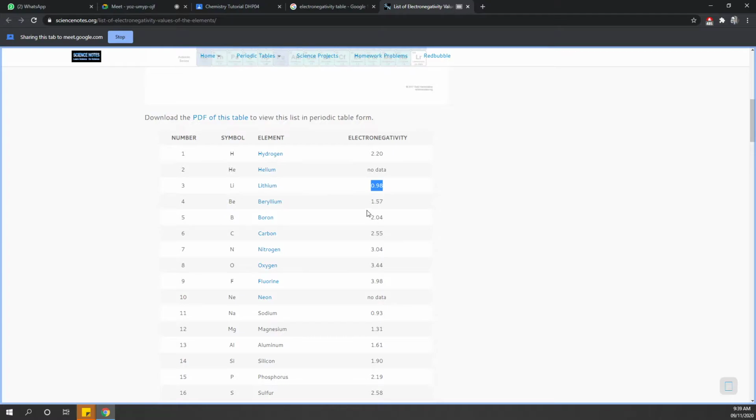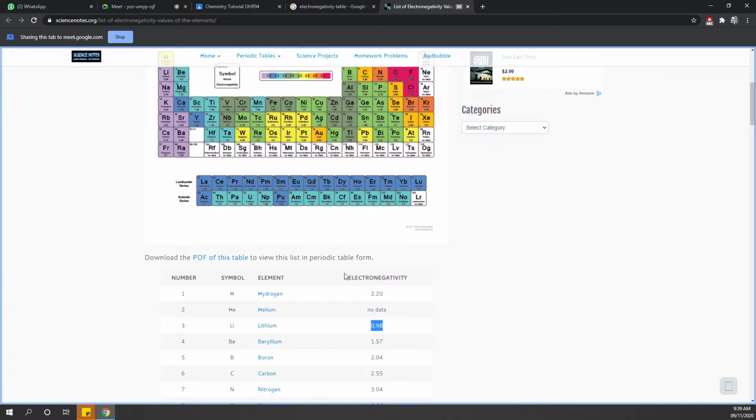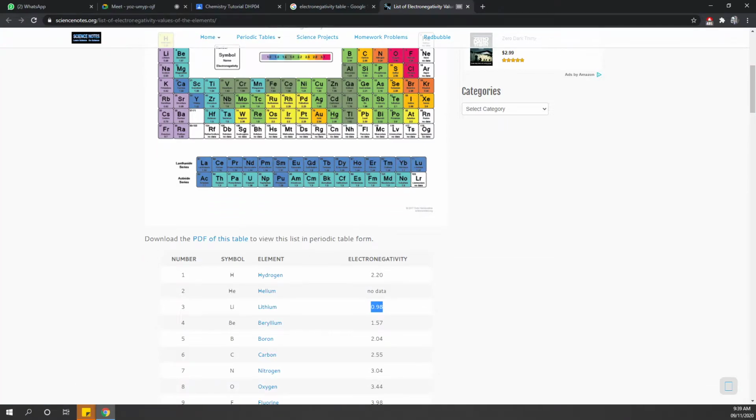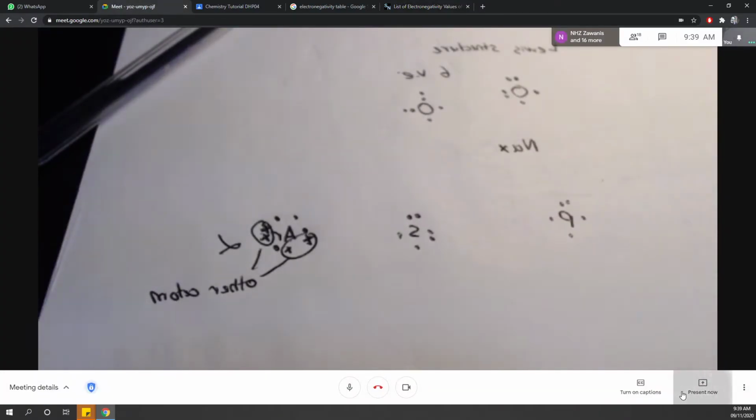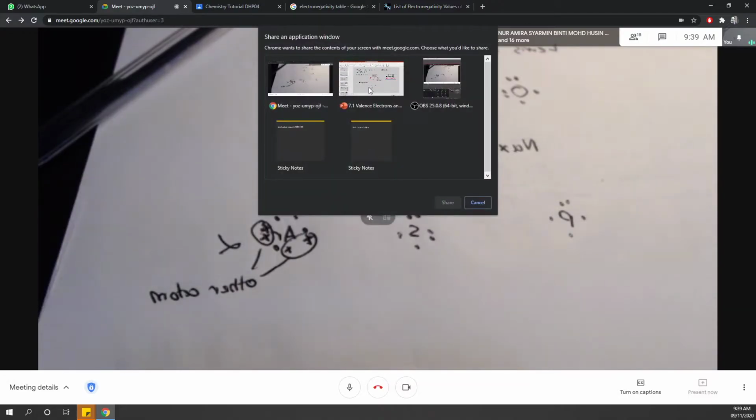Dia pemurah. Dia macam kalau boleh dia nak bagi elektron dia kat orang. Dia lebih suka tengok orang lain jadi octet daripada dia jadi octet. Dia sangat baik. Baik-baik hati ni. Orang-orang yang elektron positif baik hati. Orang yang elektron negatif dia tamak. Kalau boleh dia nak dia yang octet. Boleh tak? Okay. And I'll go back to my slides.